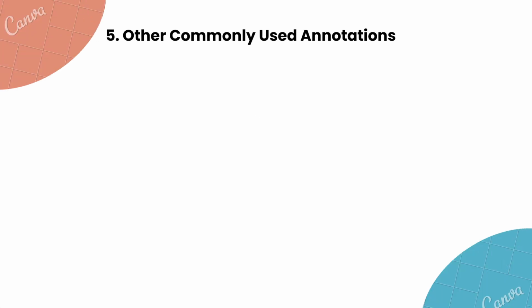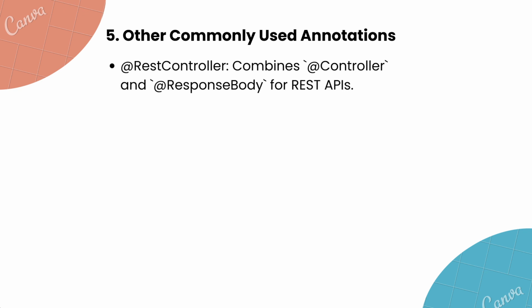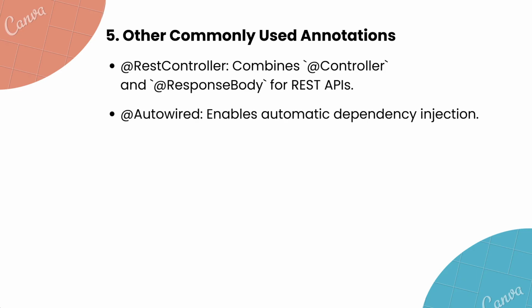There are other commonly used annotations. They are REST controller. The REST controller annotation in Spring Boot is a specialized version of the controller annotation. It is used to create RESTful web services and APIs in Spring Boot applications. It combines the functionality of controller and response body for APIs. Second, let's talk about autowired. The autowired annotation in Spring Boot is used for dependency injection. It allows Spring to automatically inject the required bean into a component such as class, method, or constructor.